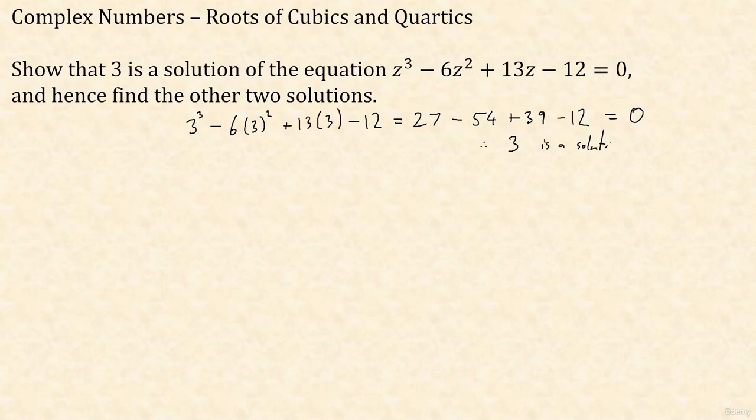So we want to find the others now. And the way we're going to do that is by recognizing that if 3 is a solution, then z minus 3 is a factor. So I can just use some division now. I'm going to use grid method division. You can use long division for this as well, if you like, to divide this cubic by z minus 3.